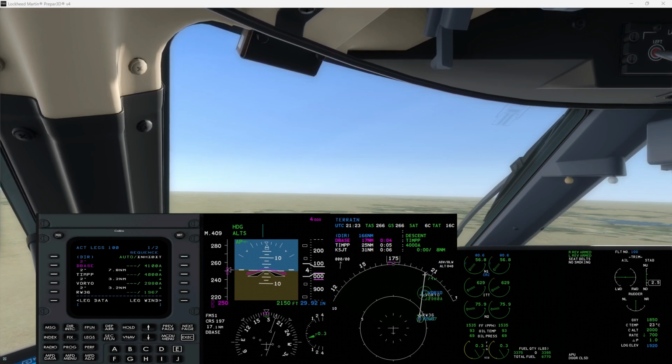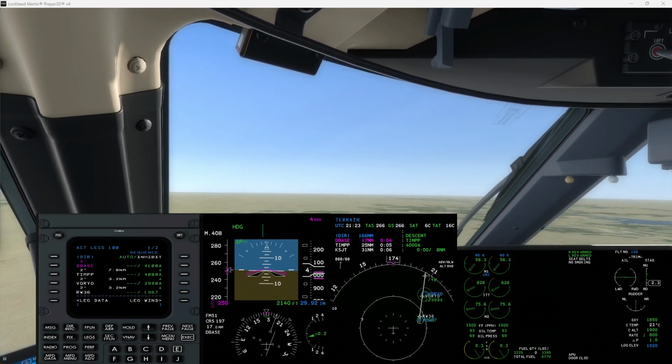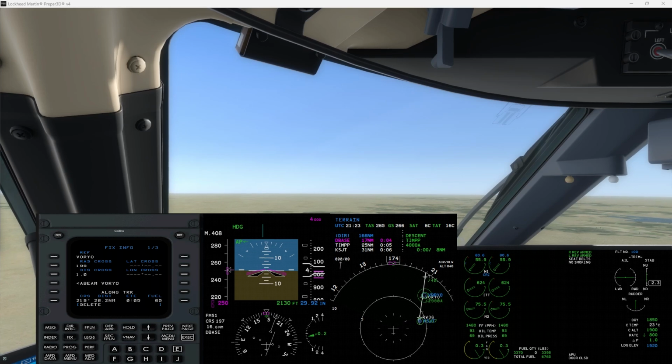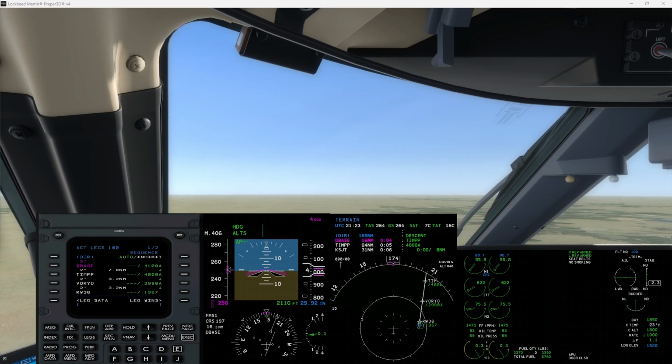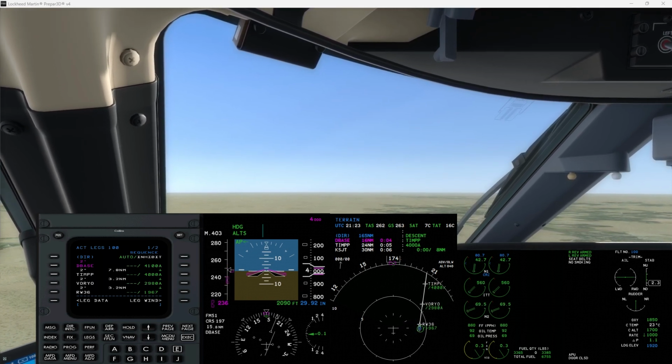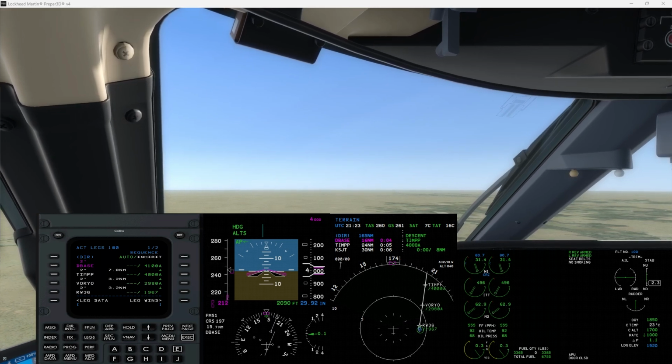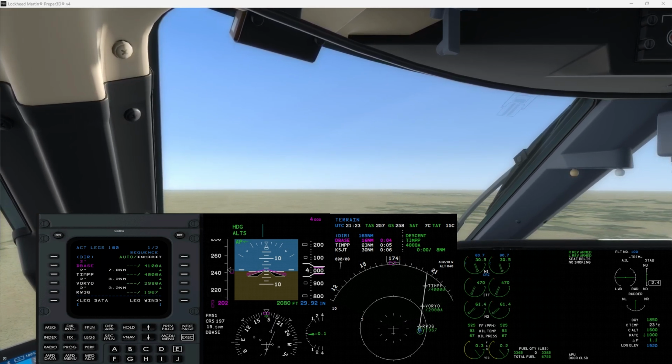Now, as for slowing down, if you have to make a traffic pattern, then the good reference is you would just want to beam the airport. So as you beam the airport, you can start slowing down to 200 knots, start turning base, then you can slow down even further. As you turn final, you can slow down close to your approach speed.